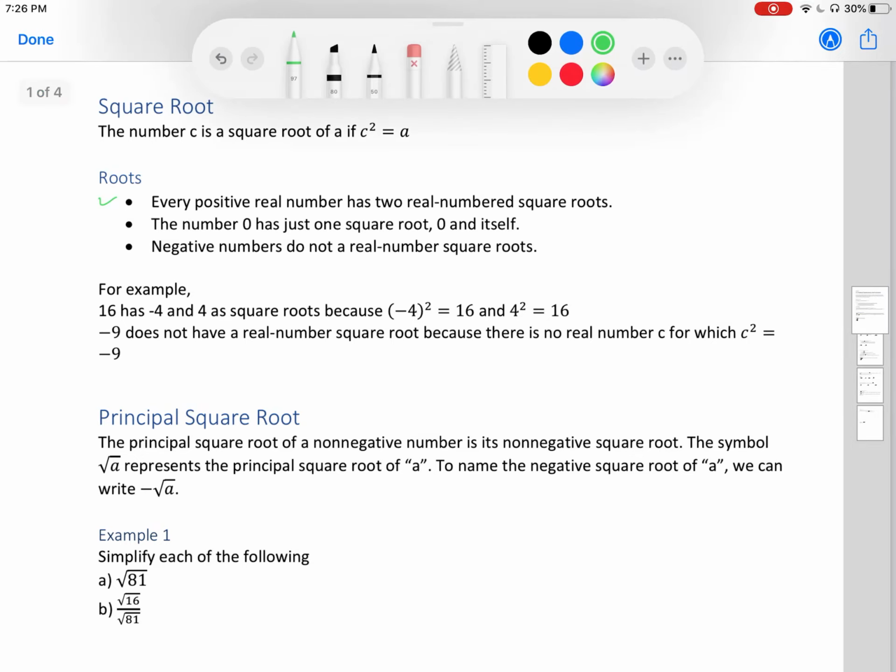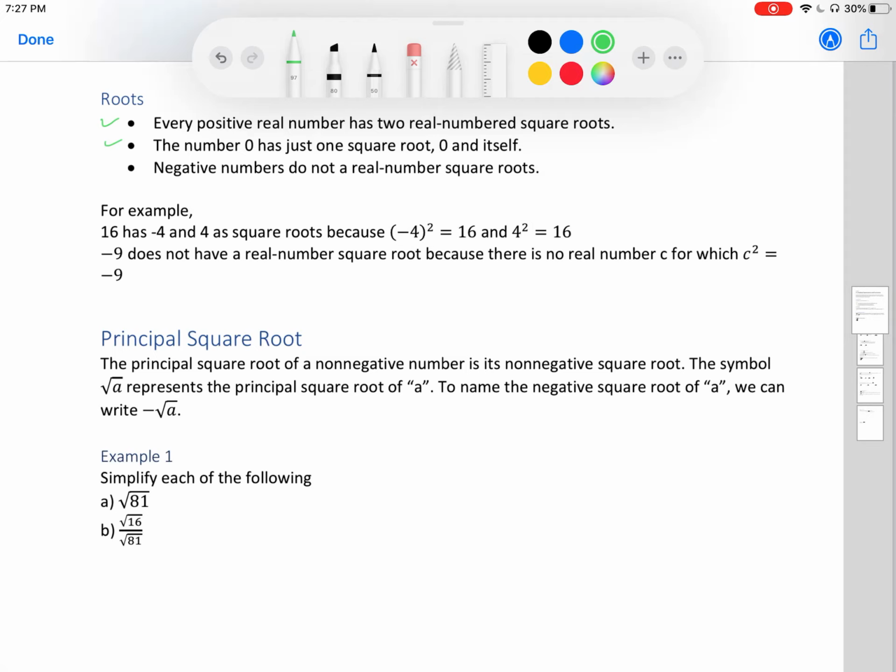A positive number has two real number square roots. Zero has just one square root, itself. The negative numbers do not have real number square roots. So for example, 16 has negative 4 and 4 as square roots, because negative 4 squared is 16, and also 4 squared is 16.